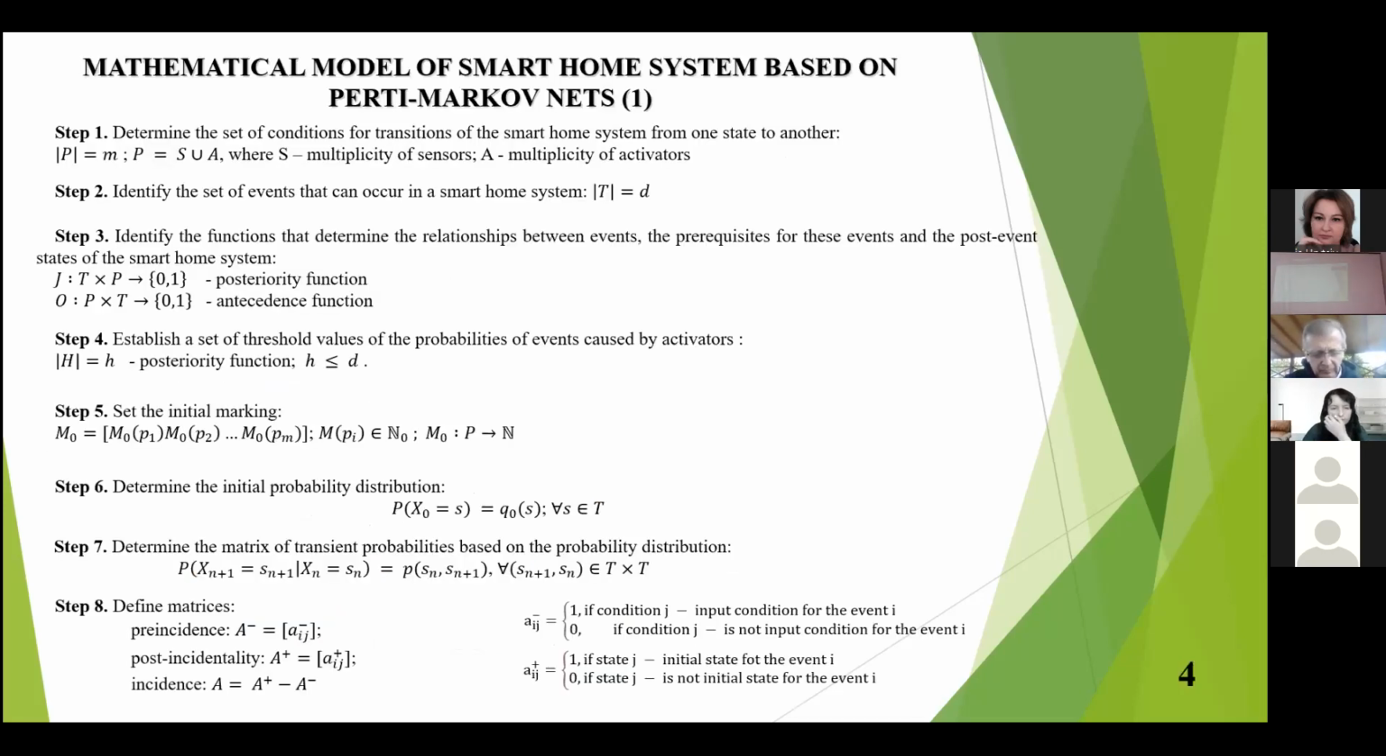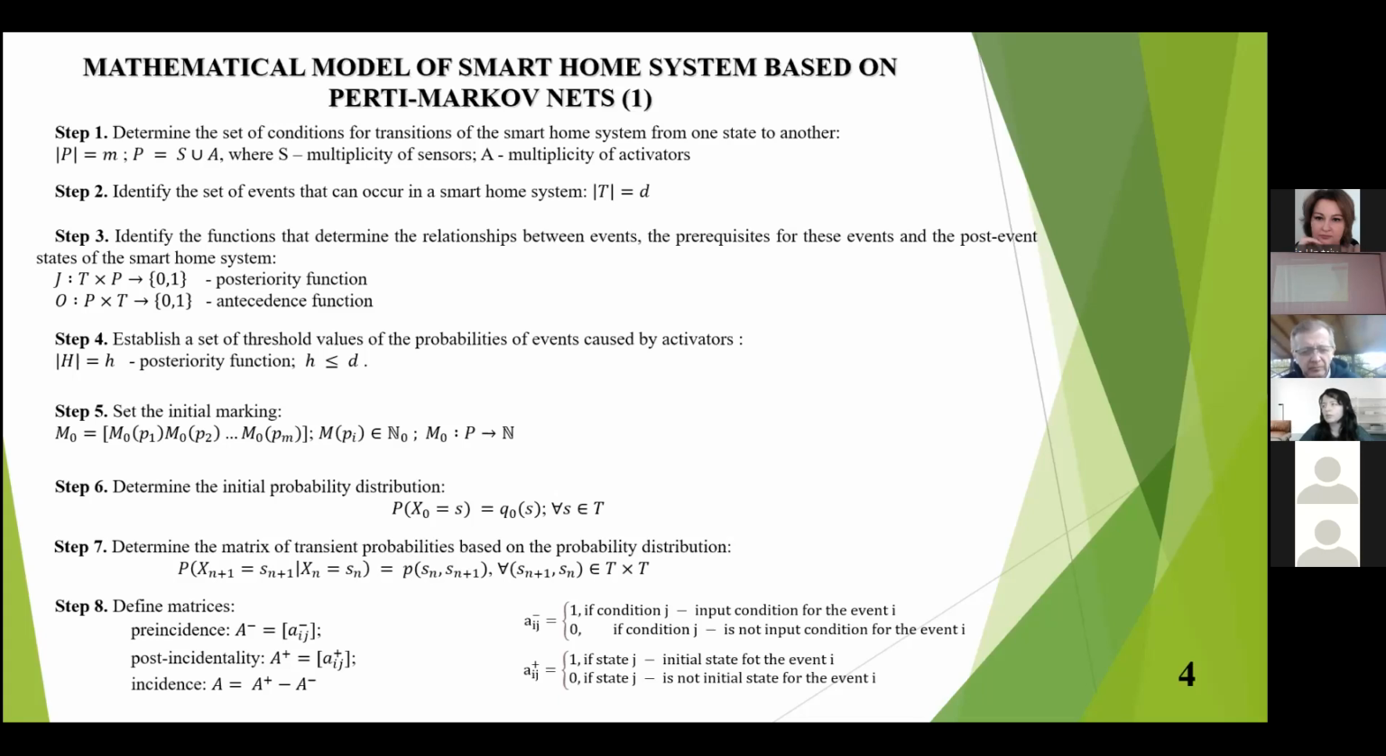The model developed in the work is based on Petri-Markov nets, includes functional elements, and allows us to take into account the prehistory of events and user behavior. It's implemented in an algorithm that can be described by the following steps. At the beginning, we determine the set of conditions for transitions of the smart home system from one state to another. Identify the set of events that can occur in the smart home system. Then we identify the functions that determine the relationships between events, the prerequisites for these events, and the post-event states of a smart home system.